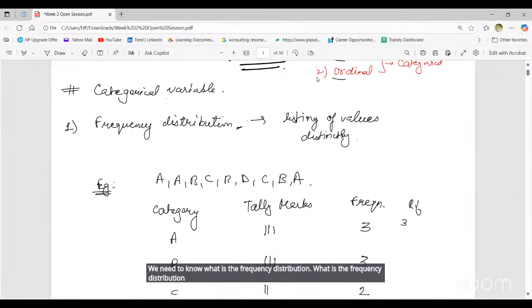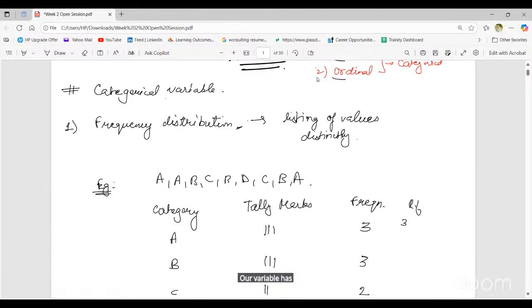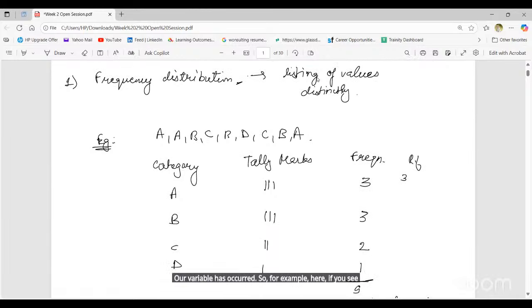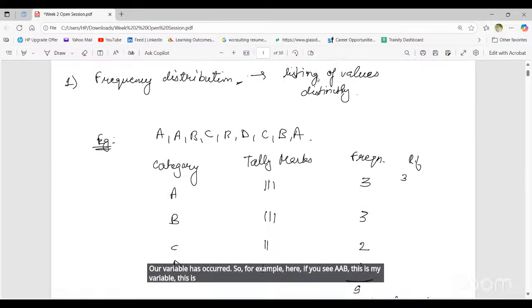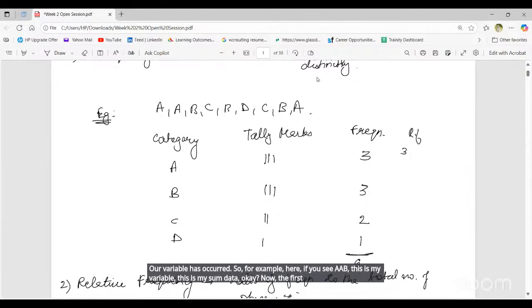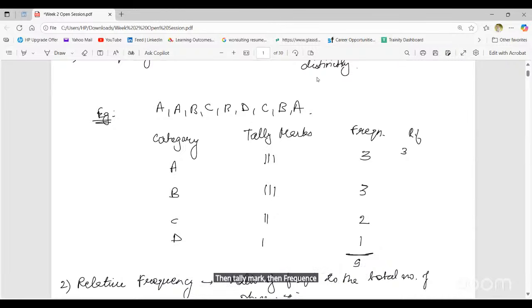It is the listing of values distinctly and writing the frequency. Frequency means how many times a value has occurred. For example, here this is my variable, this is my data. The first thing is we make a table. In that table, the first column is category, then tally marks, then frequency. In category, we write the distinct values. Here my distinct values are A, B, C, D. There are 4 distinct values, correct?